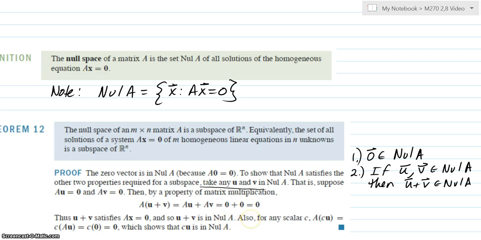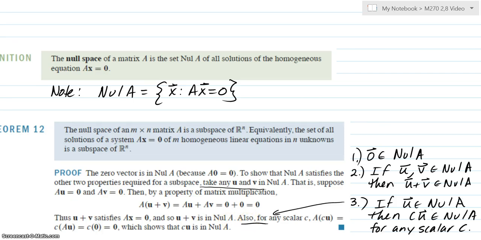Thirdly, it's closed under scalar multiplication. So we want to show if u is in Nul A, then cu is also in Nul A for any scalar c. So it starts right here. Also, for any scalar c, let's look at A(cu).